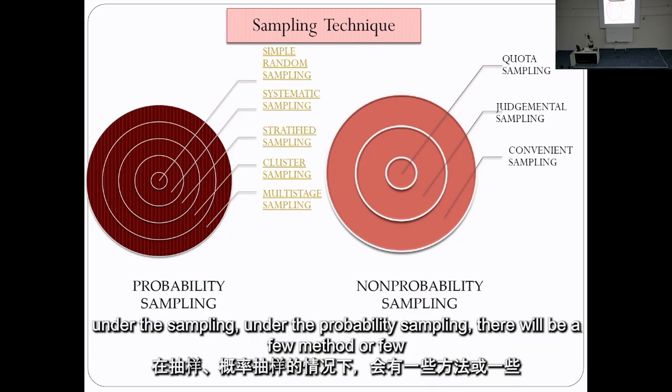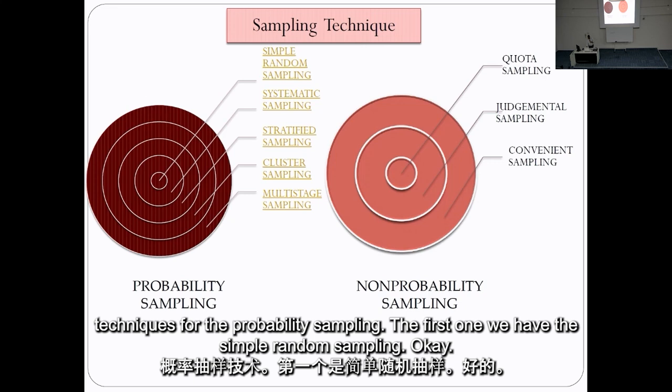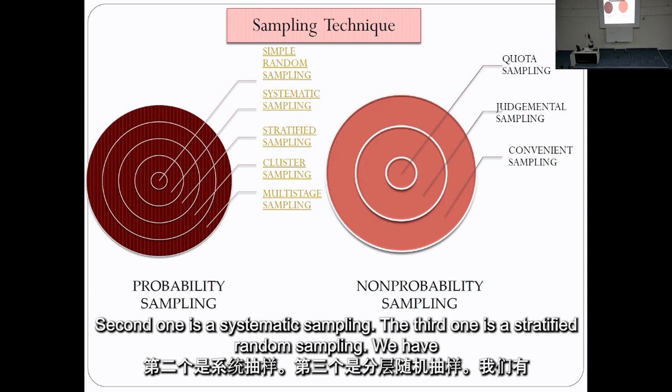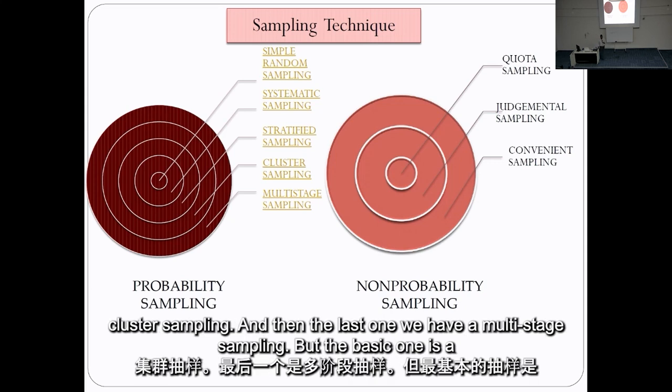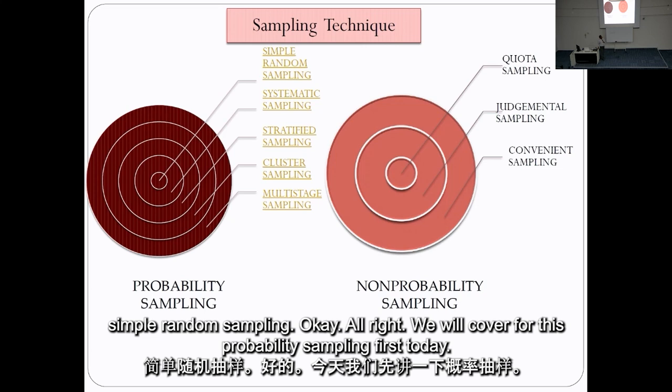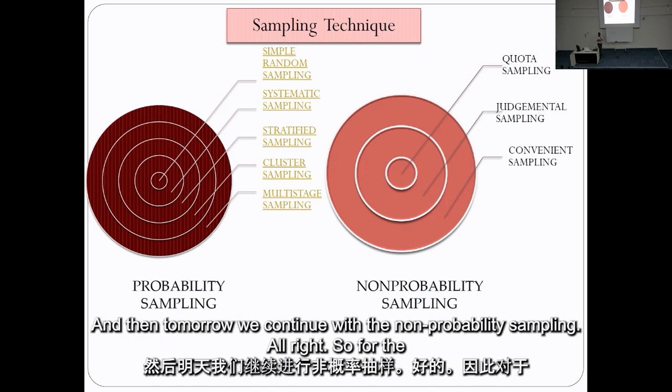Under probability sampling, there are a few techniques. The first one is simple random sampling. Second is systematic sampling. The third is stratified random sampling. We have cluster sampling, and the last one is multi-stage sampling. But the basic one is simple random sampling. We will cover probability sampling first today, and tomorrow we continue with non-probability sampling.